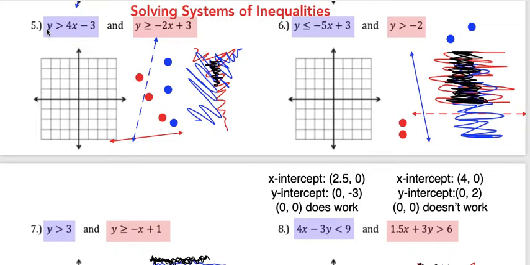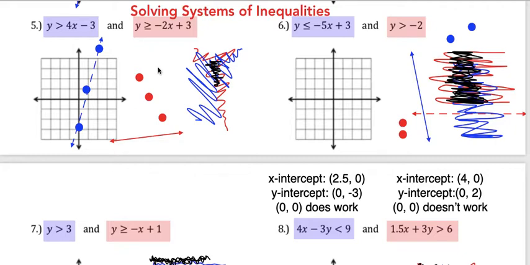So let's go ahead and graph this first inequality here in blue. It says y is greater than 4x minus 3. This is in slope-intercept form, so we're going to put our first dot at -3, and then our slope is positive 4/1. I'm going to add one more dot. Now our line needs to be dashed because we are dealing with a greater than sign, not greater than or equal to.